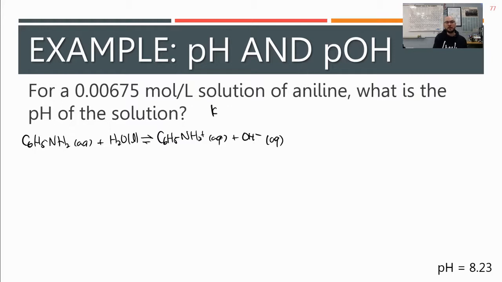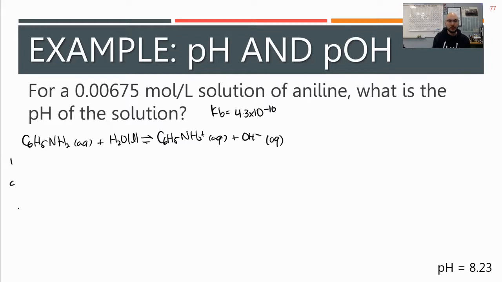So we're going to write the Kb value up here. The Kb value for this is 4.3 times 10 to the negative 10. And just as we did Kb calculations in topic 4, we're going to do that again, which is going to give us eventually the concentration of OH minus. I can figure out the pOH of that using negative log, and 14 minus the pOH would give me the pH of the solution, which is what the question is asking us for.